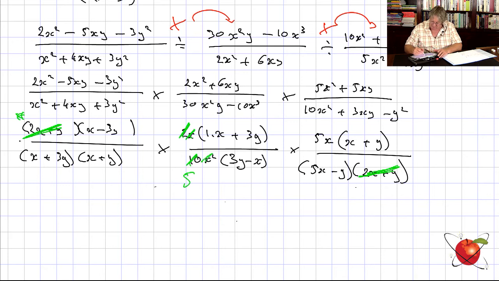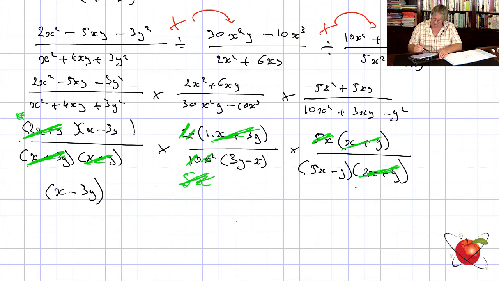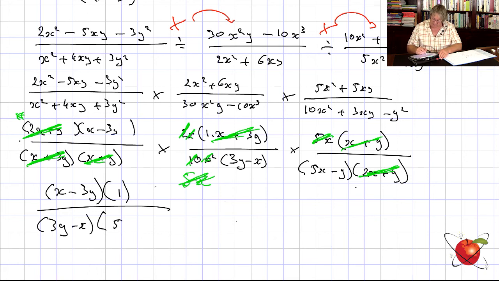That x cancels, leaving me with an x. Okay? Then I move on. X plus 3y. Yes, there it is. Okay? And hang on. There's a 5x and there's a 5x. Then an x plus y and an x plus y. Right? So let's now just say, what are we left with? We are left with, on top, x minus 3y and nothing, 1. At the bottom, we are left with 3y minus x and 5x minus y.